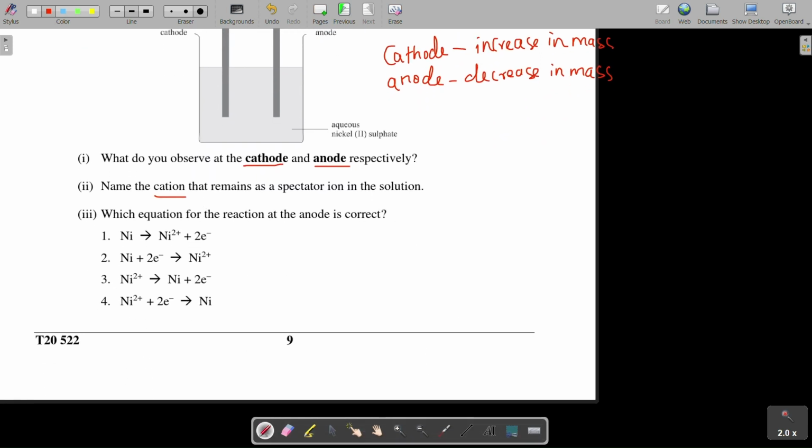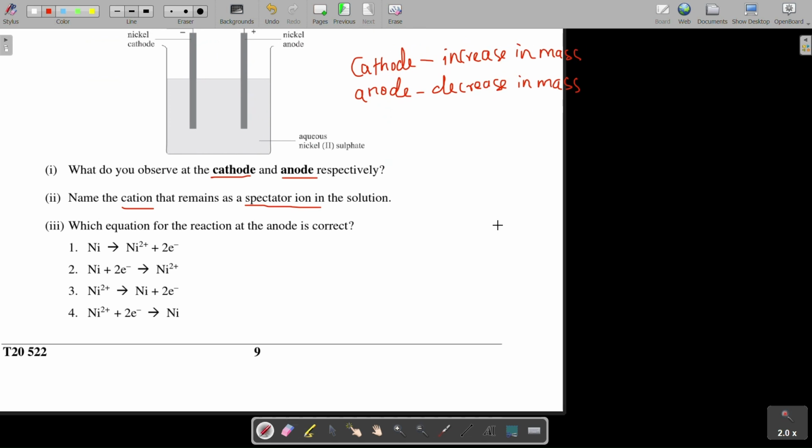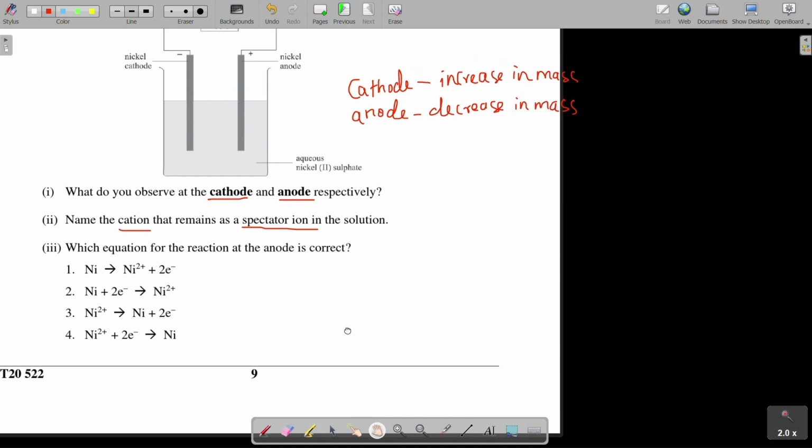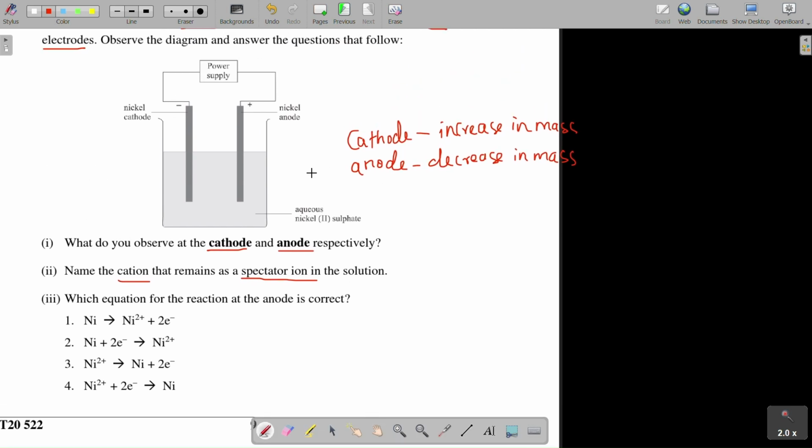Name the cation that remains as a spectator ion. Normally, spectator means who is watching, not taking part, just like the audience, spectators. So here, the cation that remains as a spectator ion. You have to see what cations are possible. Obviously nickel 2 sulfate aqueous means nickel ion should be there, Ni plus 2, but it is not a spectator, it is taking part in the reaction. Aqueous means there should be H plus. So H plus is not taking part in the reaction, it's just remaining. So you just have to write here hydrogen ion.